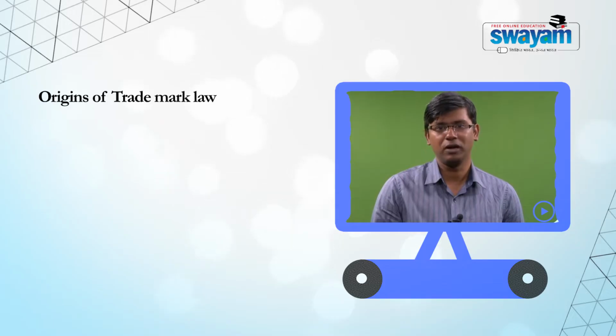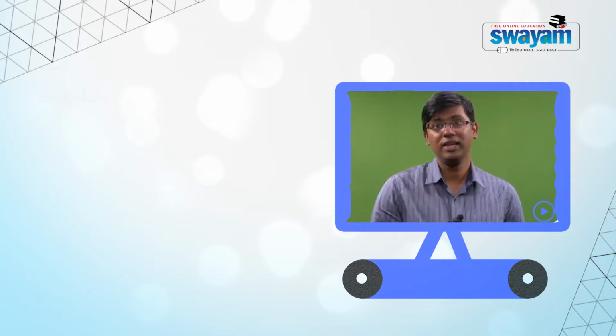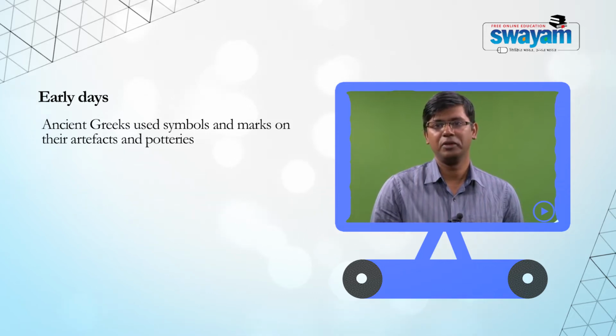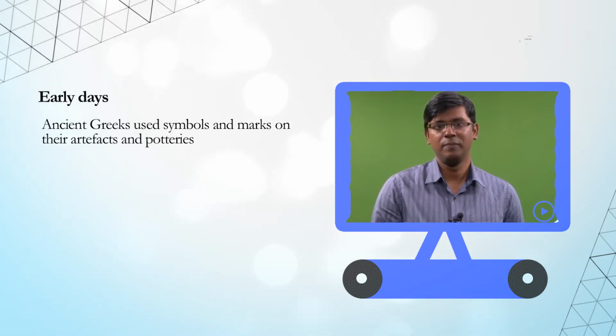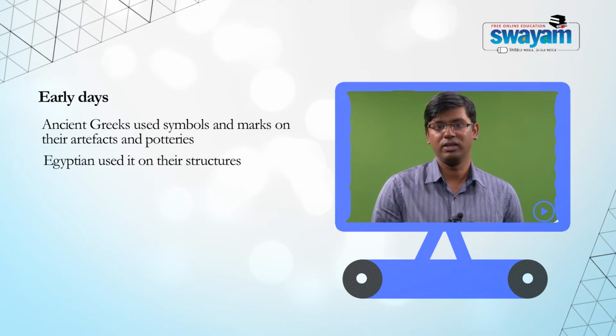Now, we specifically look at the origins of trademark law. Let's look at the early days discussion about trademark as such. The ancient Greeks largely used certain kinds of symbols and marks on their artifacts and potteries, largely to indicate that it came from a particular source, from a particular king as such. The Egyptians subsequently used symbols on their structures.